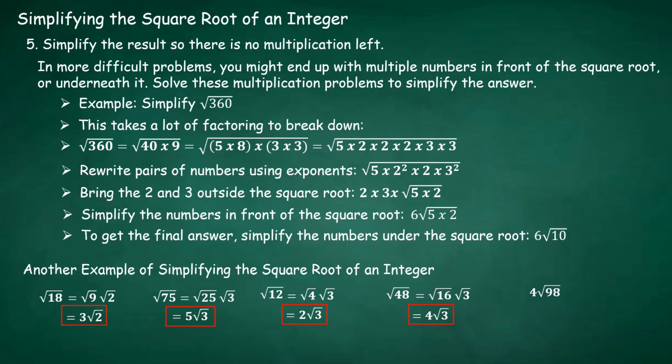Simplify 4 square root of 98. We can rewrite this as 4 square root of 49 and square root of 2, because 49 and 2 are factors of 98. After finding the factors, you can write 4 square root of 49 and the square root of 2. So then take the square root of 49, which is 7, and then rewrite the square root of 2, and multiply 7 and 4. The answer is 28 square root of 2.